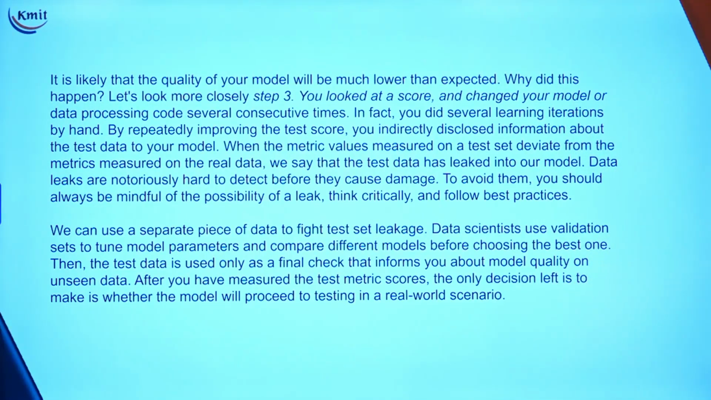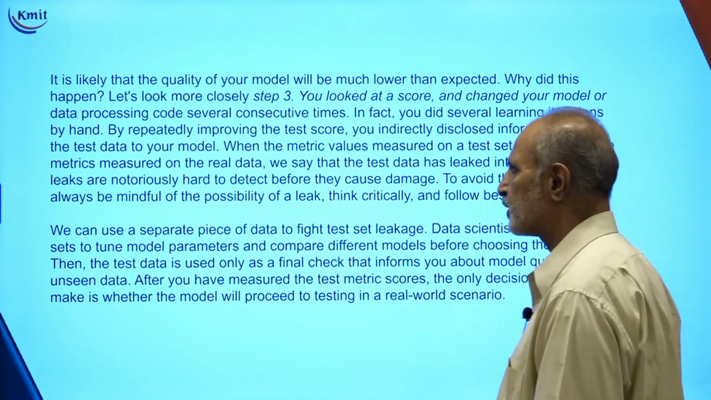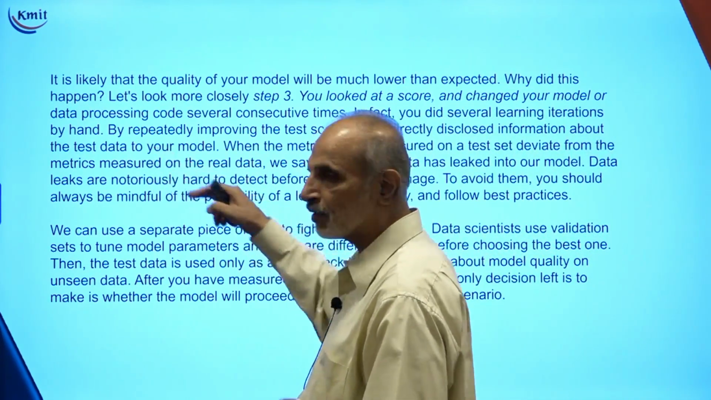In step 3, you look at a score and change your model or the data processing code several consecutive times. In fact, you did several learning iterations by hand. This is what we call an iterative process. You train your model epoch number 1, epoch number 2, epoch number 3 and so forth. By repeatedly improving the test accuracy or score, you indirectly disclose information about the test data to your model, and this is the underlying problem of my model.